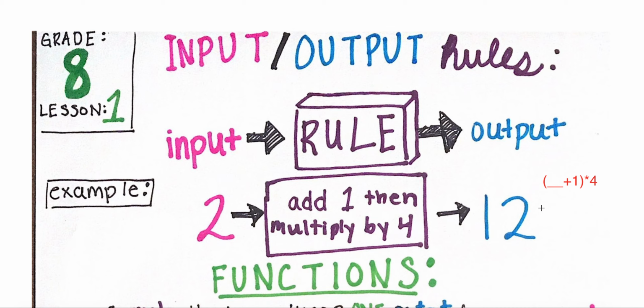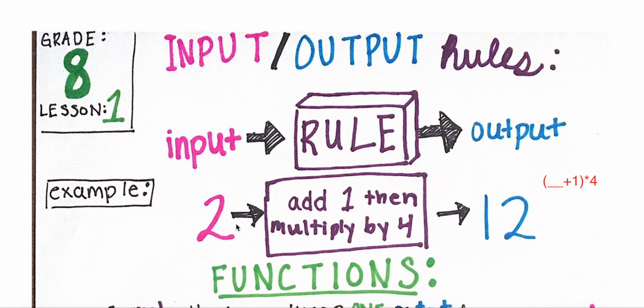Okay, so today you focused on input and output rules. When you think of an input, I want you to think of inputting, or putting something into, a machine or a rule generator, and then it's going to create some outputs. So you did some practice with inputting different numbers, applying some rule to them, and then getting some output.